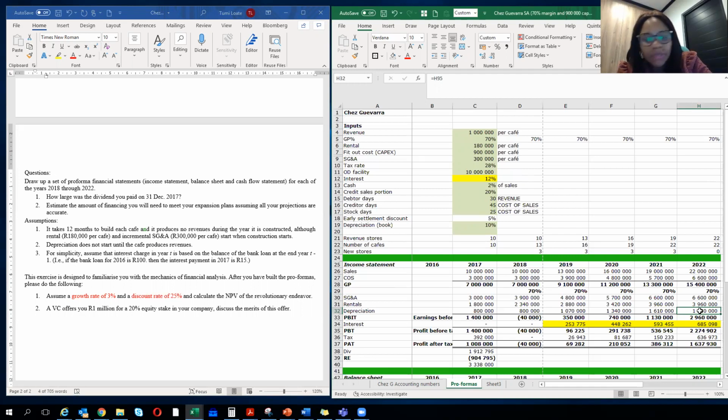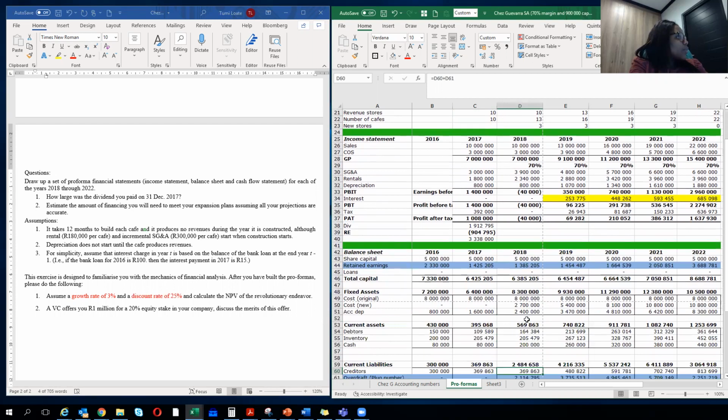Had you not had depreciation in this period, you wouldn't have had to subtract 800,000 from all these calculations. So in 2018, had you not had to subtract that 800,000 depreciation, you would have made a profit of 760,000, or cash of 760,000.